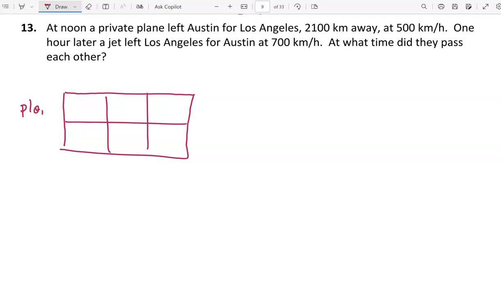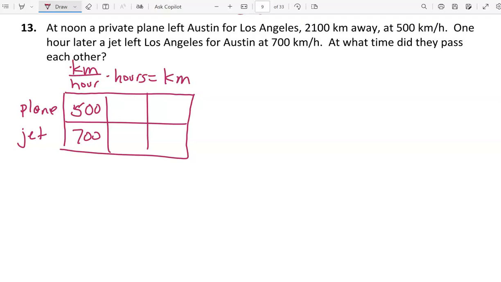Okay, so we have our plane and we have our jet, and the rates this time are measured in kilometers per hour. So we're going to multiply by hours and get a result that's measured in kilometers. Our private plane flew at 500 kilometers per hour, and the jet at 700 kilometers per hour. Now, here's the thing. I don't know which one of these times to call t, and the thing is we can use either one.